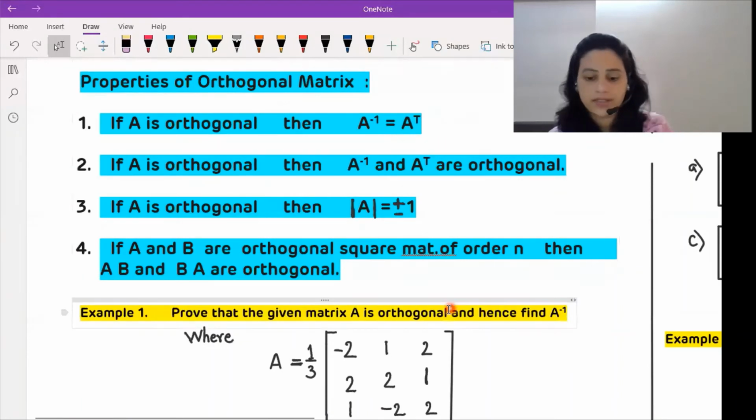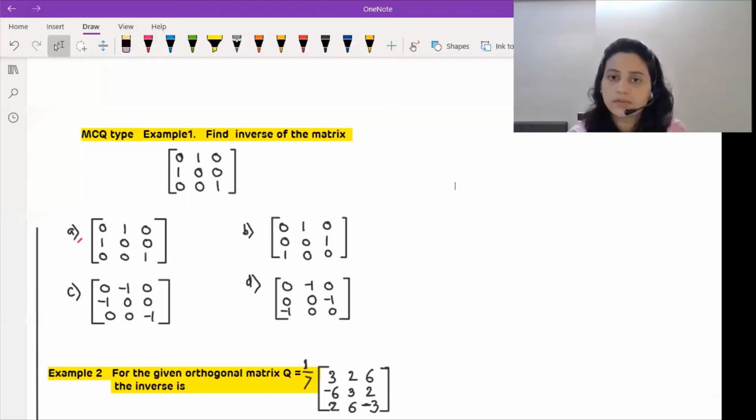Okay, now next we are going to see some MCQ type of examples. Let's see some examples of MCQ type. Find the inverse of the matrix. The matrix is given here. This example is from the GATE exam, last to last year, I guess.